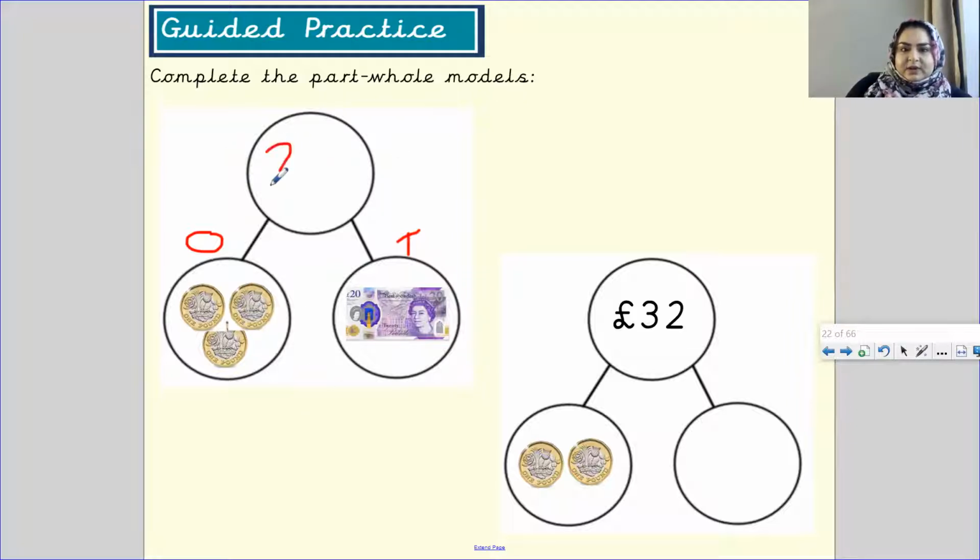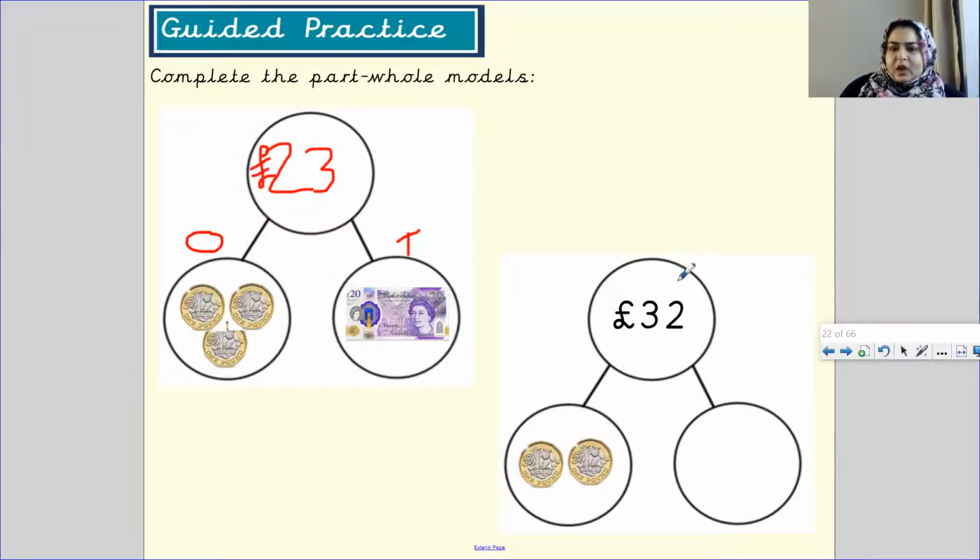Fantastic. It would be 23. The reason it would be 23 is because I've got the £20 note, which means 20, then I've got 3 ones. So £20 note, 20, then count the ones. Now let's start counting. 20, 21, 22, 23. So I have 23 pounds.